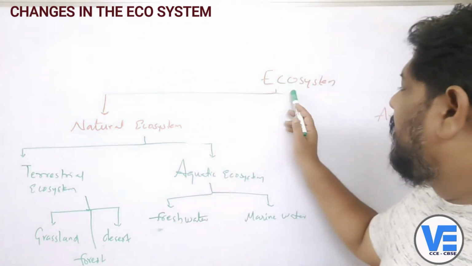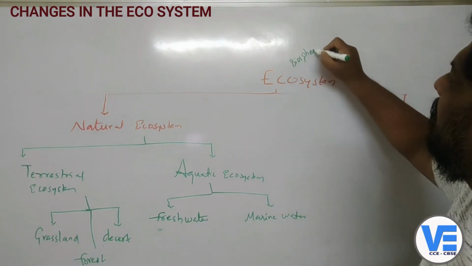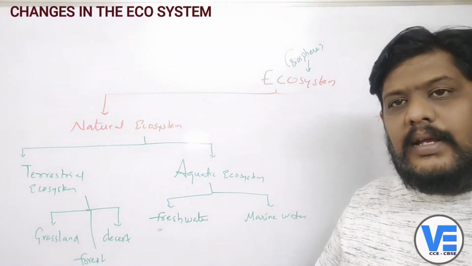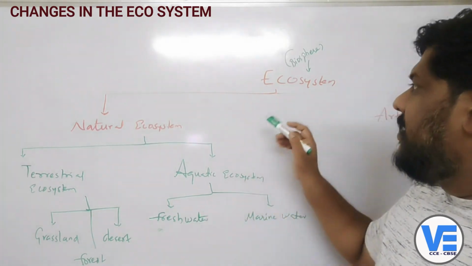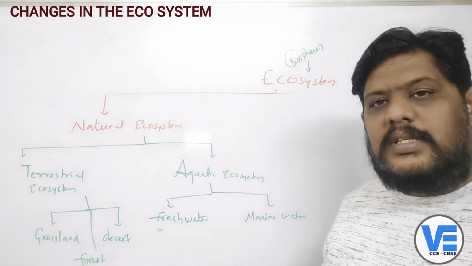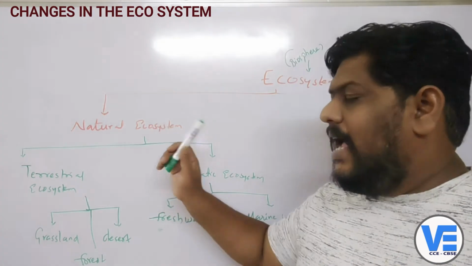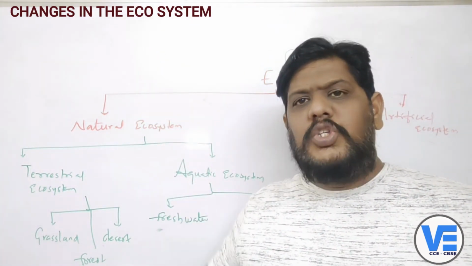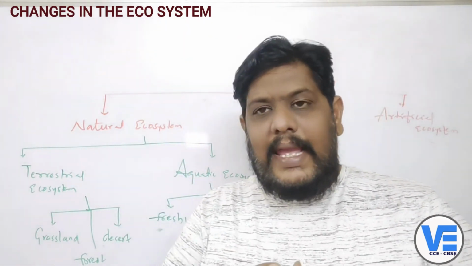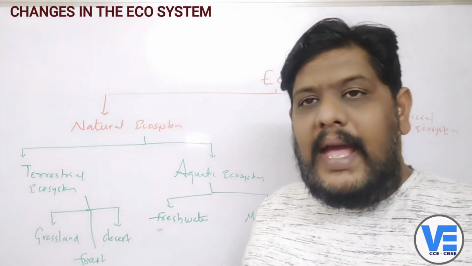Like the complete ecosystem. We thought that the biosphere is the largest ecosystem. As we cannot study the biosphere as a whole, what we have done is we have divided it into two ecosystems. One is the natural ecosystem and the second one is the artificial ecosystem. Here, the natural ecosystem is the ecosystem which we always look into, right? The natural ecosystem is again divided into two. One is the terrestrial ecosystem and the second one is the aquatic ecosystem.